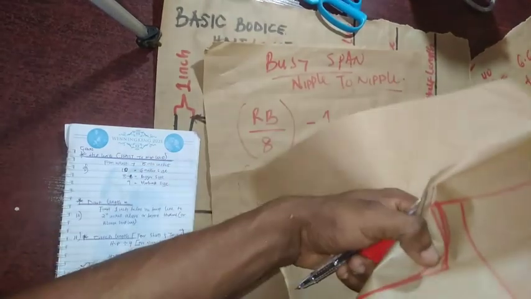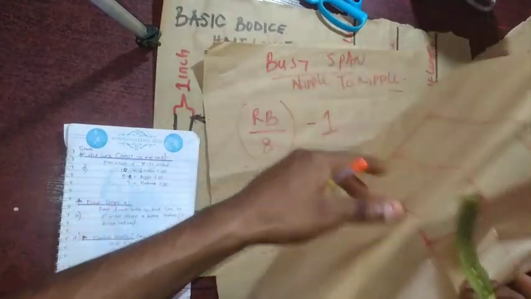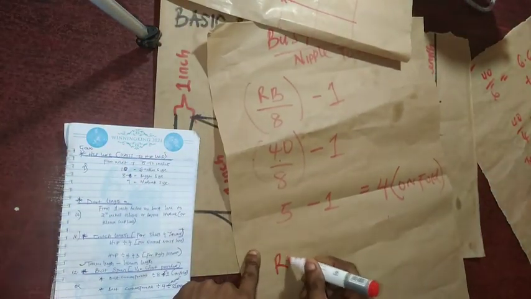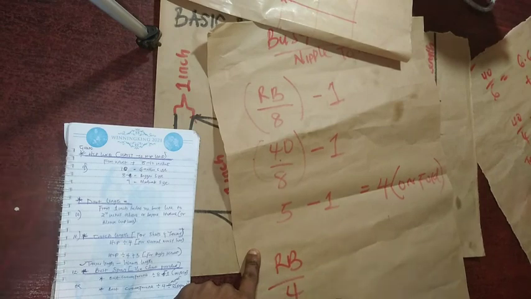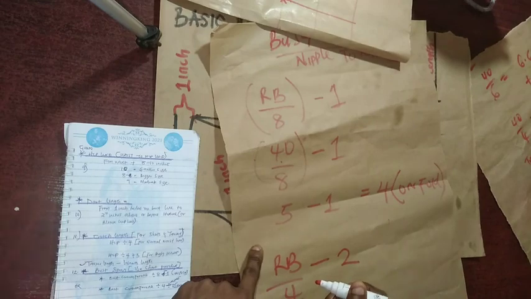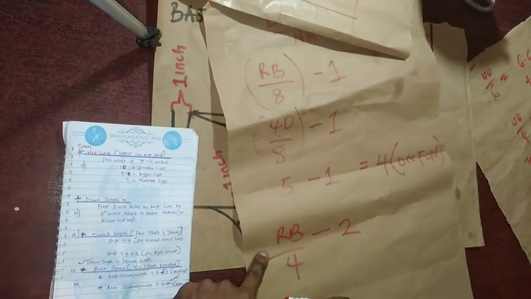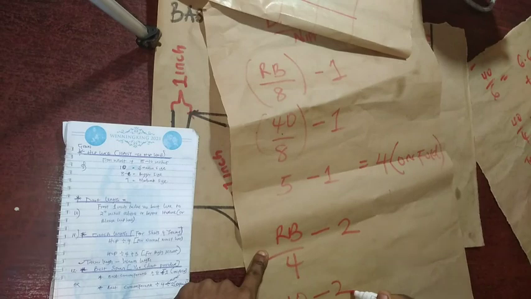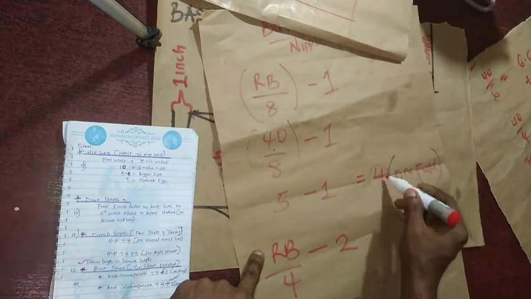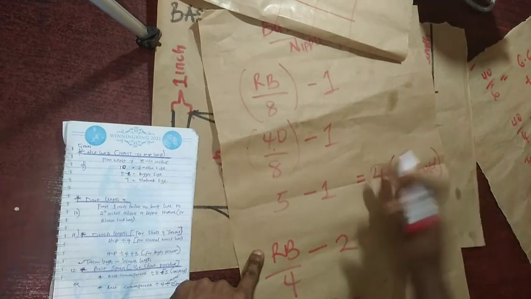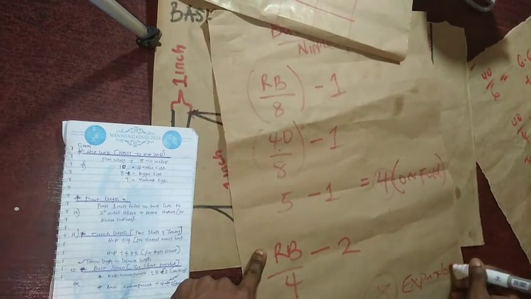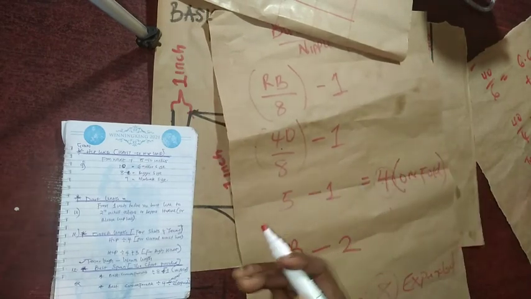Okay, in order to get the result for expanded, if you need that particular one, I'm still going to give it to you here. So the result for expanded is simply the round bust divided by 4, then minus 2 inches. So let's say round bust divided by 4, which is 40 over 4 is 10 inches minus 2, which is going to give us 8 inches. As you can see, here is 4, which is unfold. When you expand it, you get 8 inches, which is for expanded. So that is it for the nipple to nipple, or the bust span.